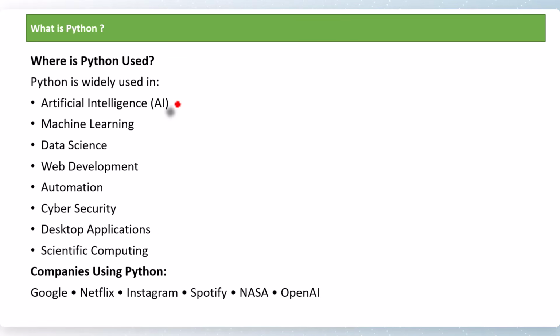And where we can use Python? Python can be used in artificial intelligence applications, machine learning, data science, web development, automation, cybersecurity, desktop applications, scientific computing. So we can say in almost all kinds of applications we can use Python. The topmost companies that are using Python are mentioned here: Google, Netflix, Instagram, Spotify, NASA, OpenAI. So all of these are using the Python programming language for their applications.